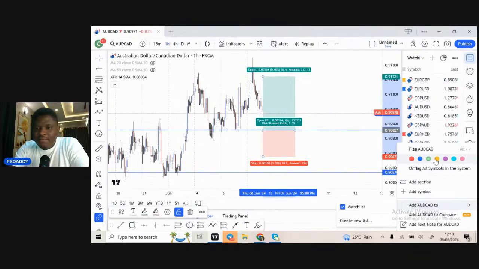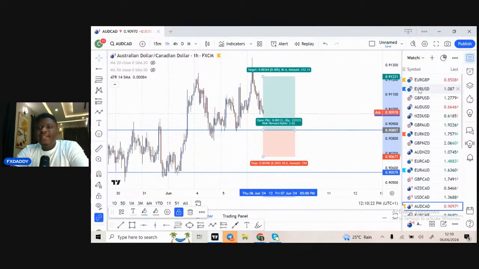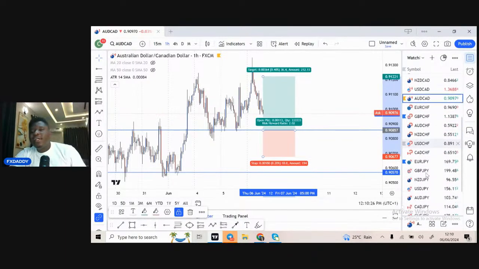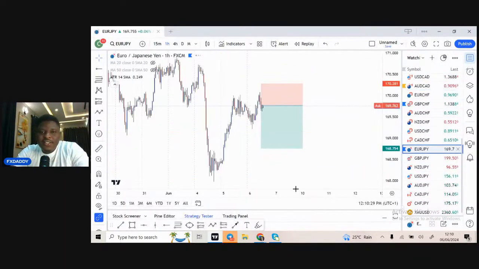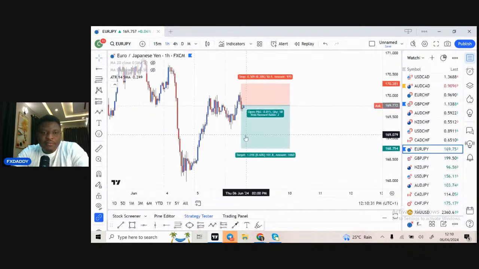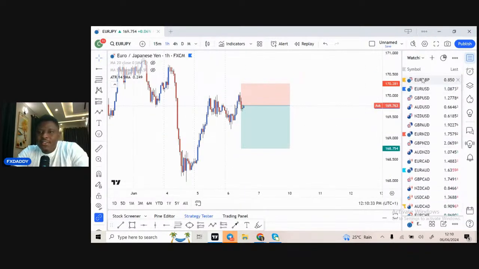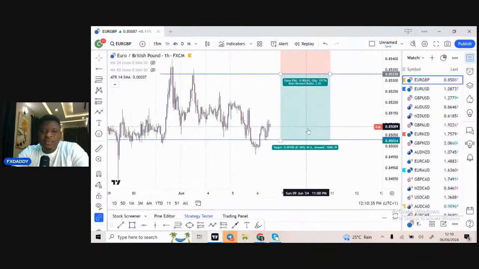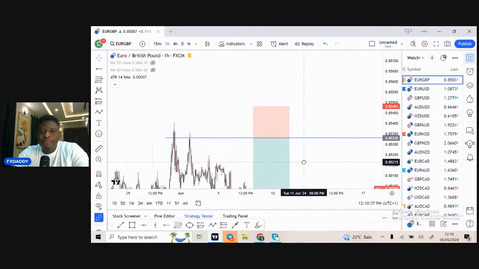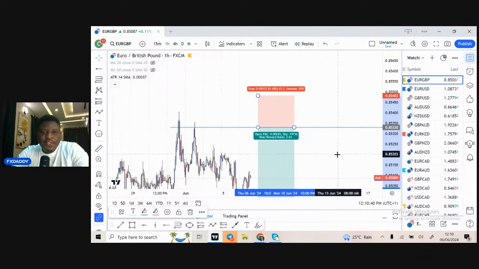Okay, so let me tag this. We're entering on EURGBP, EURUSD, and AUDCAD. We already entered on EURJPY, which is currently at break-even right now. So let me give you guys coordinates on EURGBP. Our entries on EURGBP.